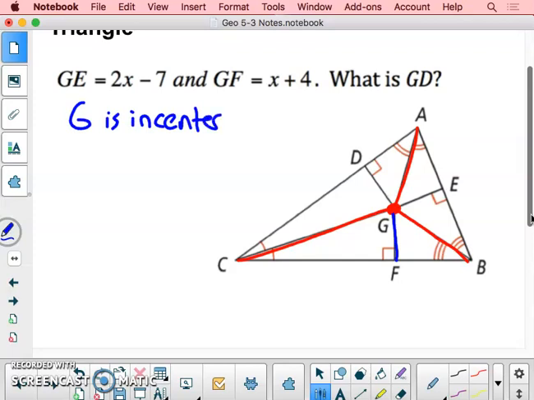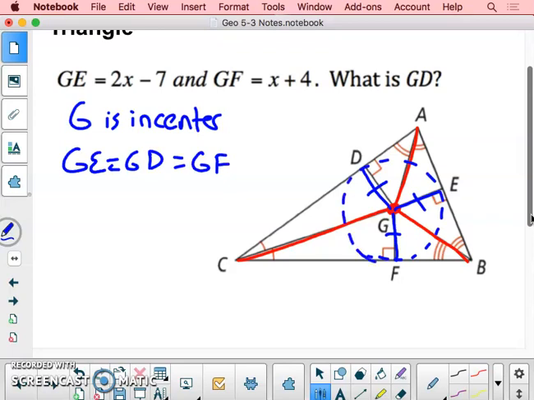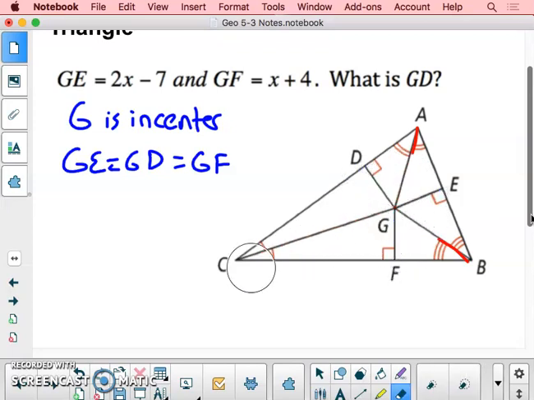All right, it's where the angle bisectors meet. That means, for me, GE equals GD equals GF. Those are all the same because I could make a circle all the way around those 3 points that would be inscribed in the triangle. Okay? Let me erase some of that though, because I want to be able to draw on this picture now. What I know is equal is right here, GF, GE, GD.